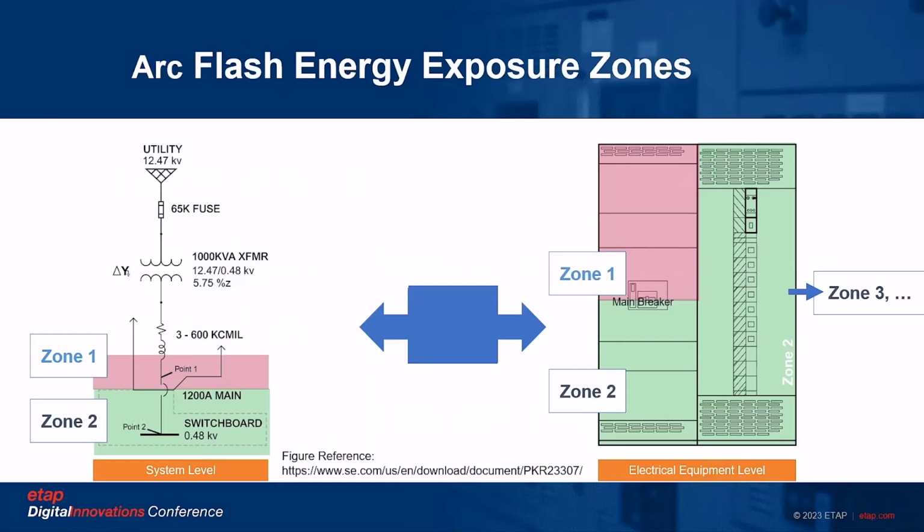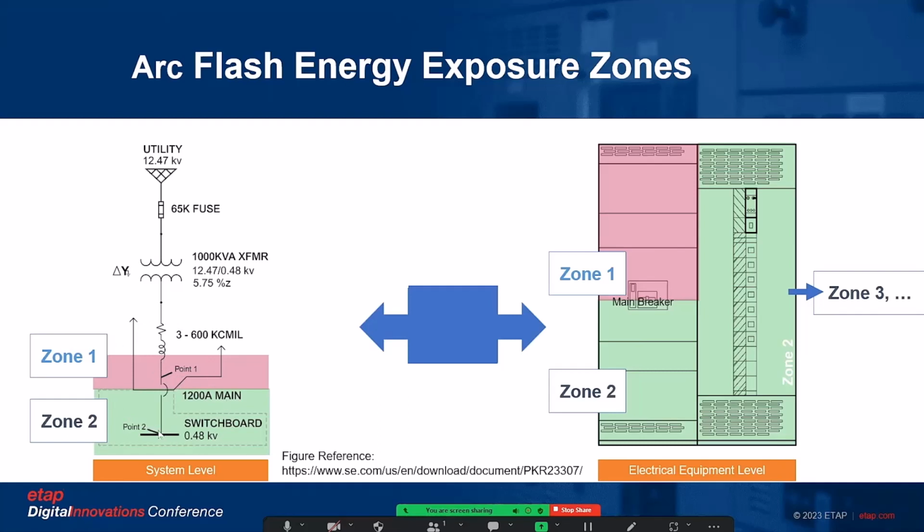Now, on the next slide, what you see is a physical representation of a switchboard and all of the different locations at which an arc flash analysis can take place. Zone 1, Zone 2, Zone 3, Zone 4, and so on and so forth. When I'm talking about Zone 1, you can see here in this pink area, this is referring to what we typically talk about in the industry as a line side arcing fault, which is a fault on the incoming line side conductors for this main breaker.